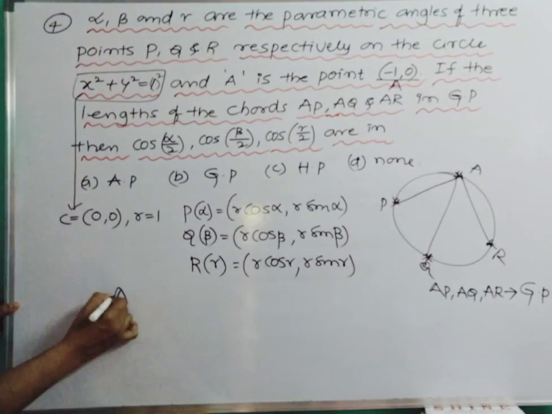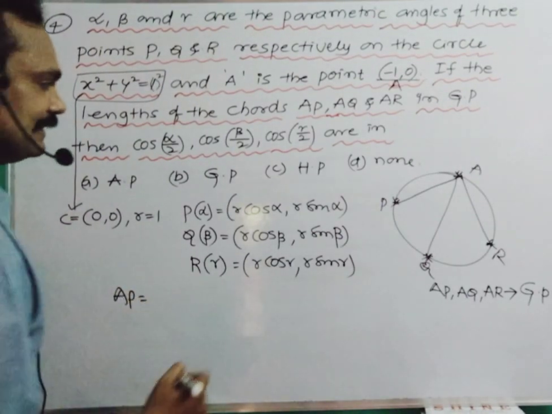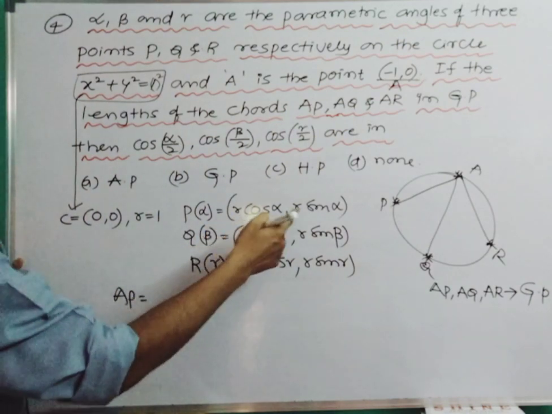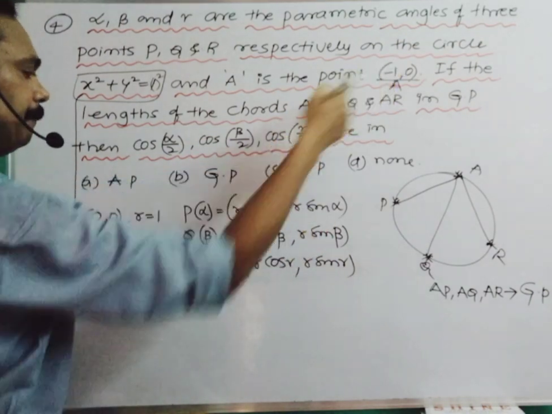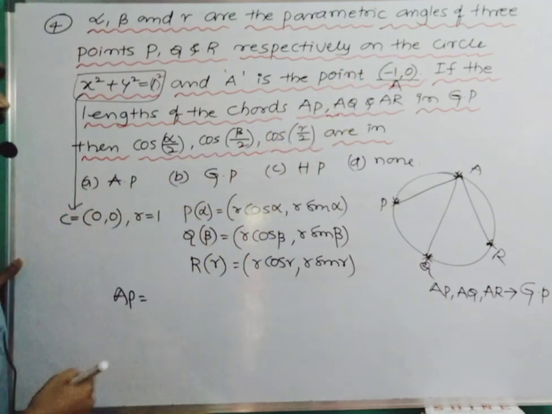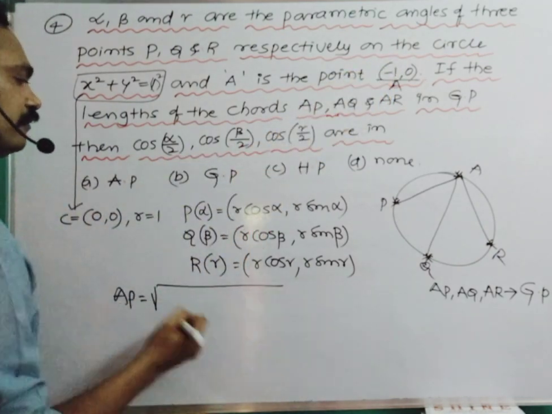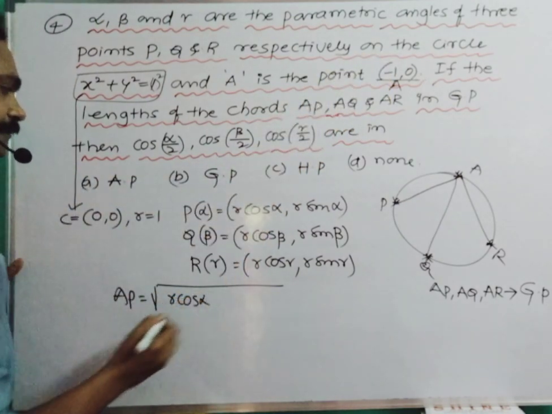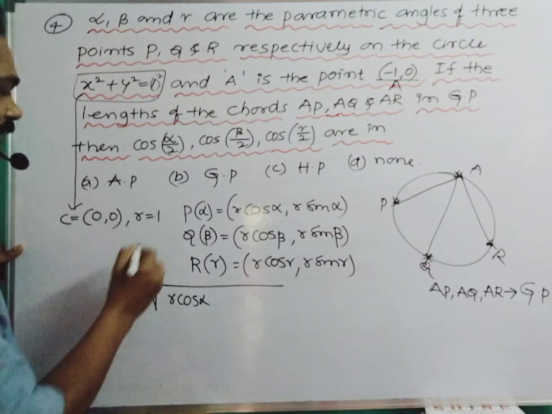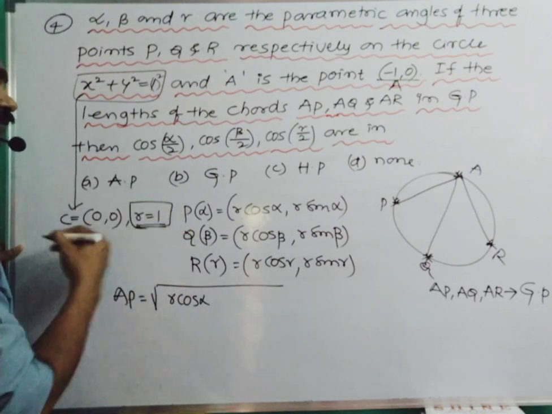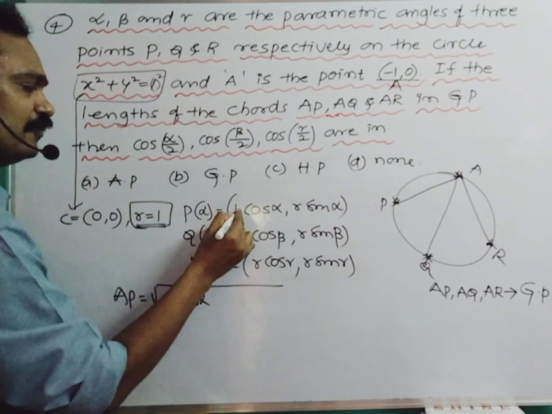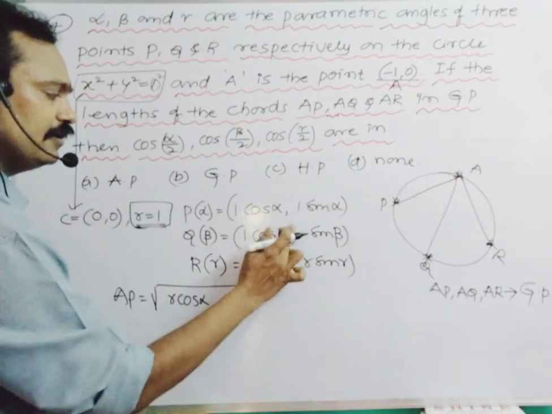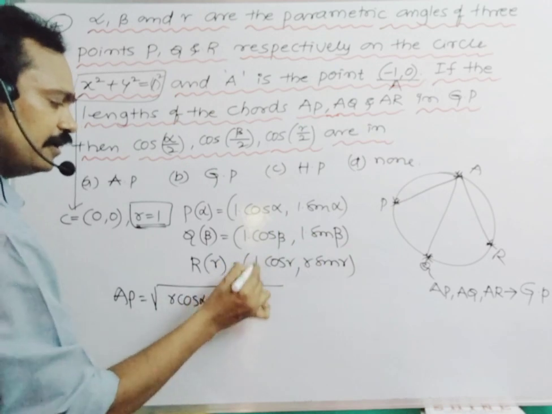Now find AP length. A is minus 1 comma 0. P is r cos alpha comma r sin alpha. AP is the distance between these 2 points. Here radius is how much? Radius is 1. So r value is 1 only. Now observe carefully.